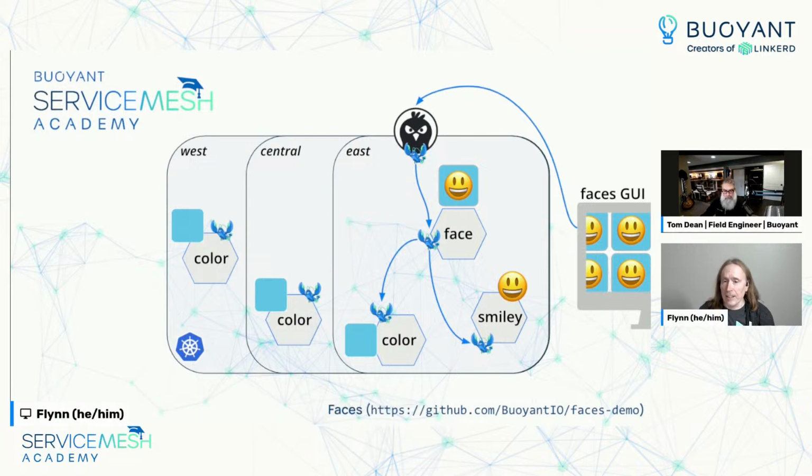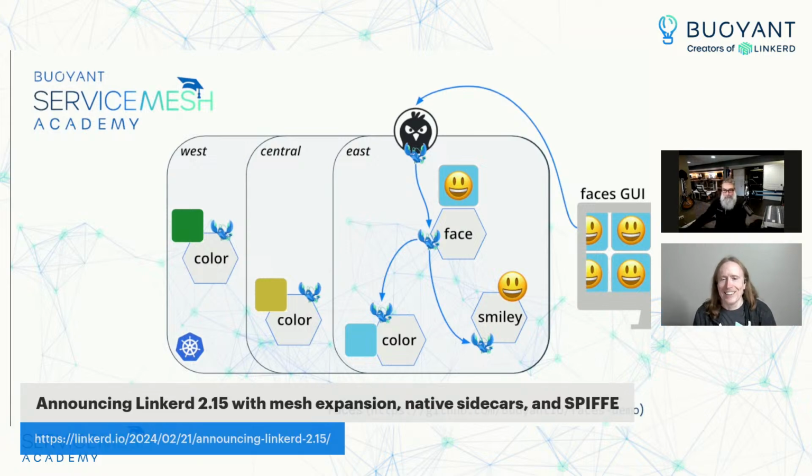In our demo today, I'll also point out that we will have color running in all three zones, and it will be doing a different color depending on which zone it's in, just to make it easier to see what's going on and to make it blatantly apparent when we have traffic that's crossing zones or not.